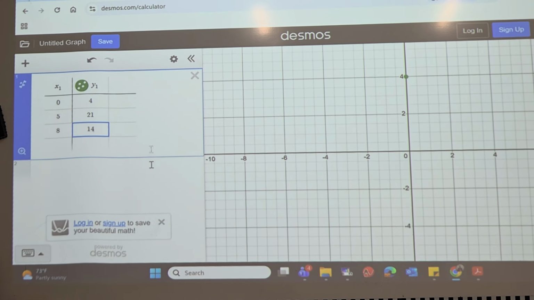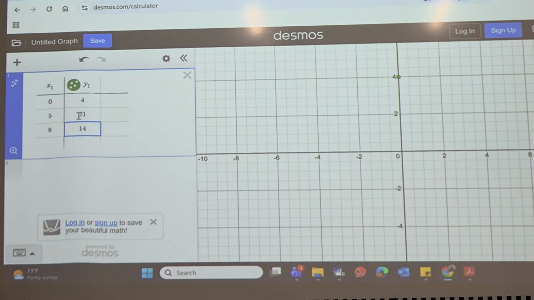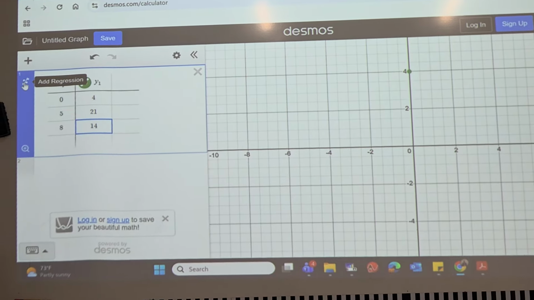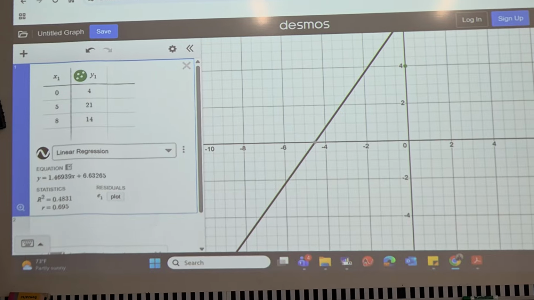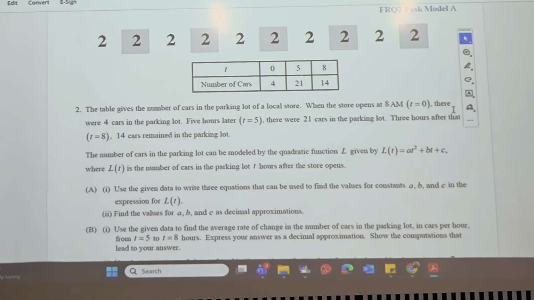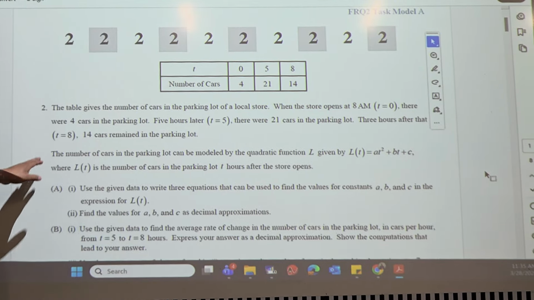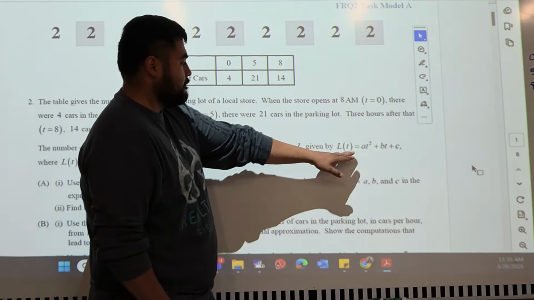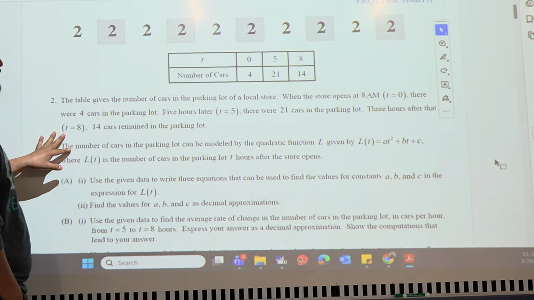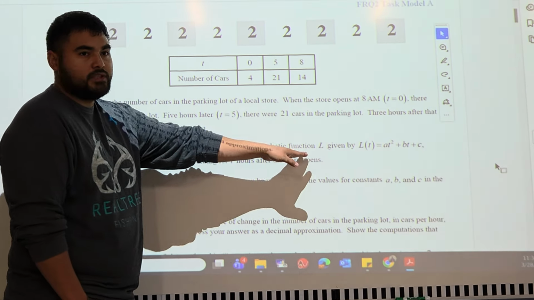So again, you have this now, so you need to figure out what type of regression you're going to apply. So here I'm going to click on these little points, add regression, and let's go back and try to figure out, hey, what regression is it? So, where's the equation? The equation's right here. So just by looking at the equation, if they don't tell you what type of function it is, here they tell you it's a quadratic function, right?